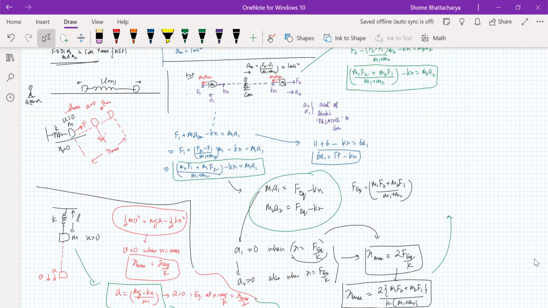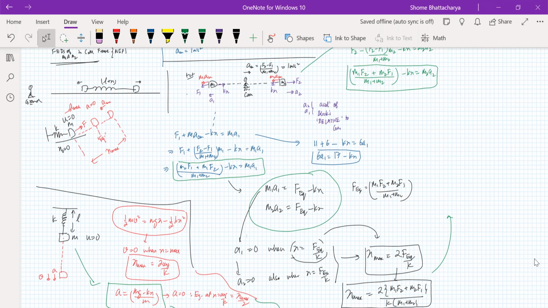Still further, in the chapter of simple harmonic motion and oscillations, we will see how to find the time period of such a system also. So then we will see a third method of solving this type of question, and that is the simple harmonic motion method, by solving the equations of SHM.